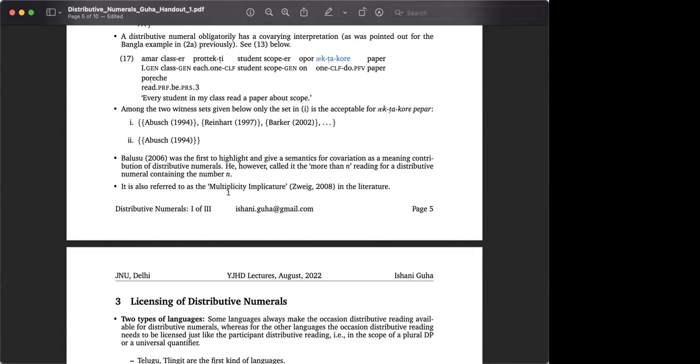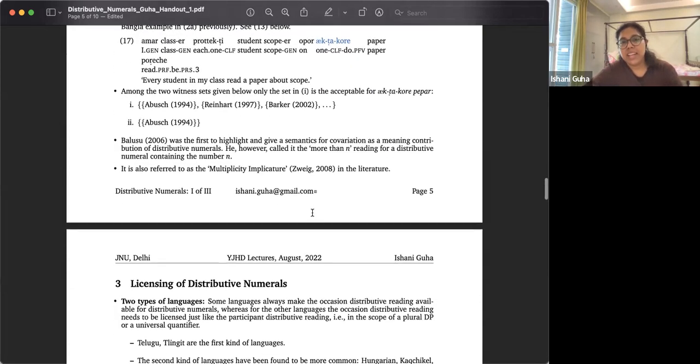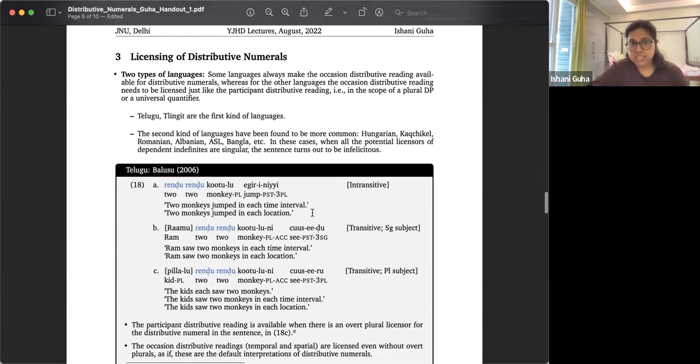Sorry. So yeah, the only thing I guess you couldn't see, but I talked about, was this thing, multiplicity implication, nothing else. Okay. And so now we are in this section 3. So two types of languages, Telugu and Tlingit being the first kind, which allow occasion distributive readings easily by default, and most other languages, I think, are the second kind, where they do not allow the occasion distributive reading for free, but the occasion distributive reading behaves just like the participant distributive reading. Okay.